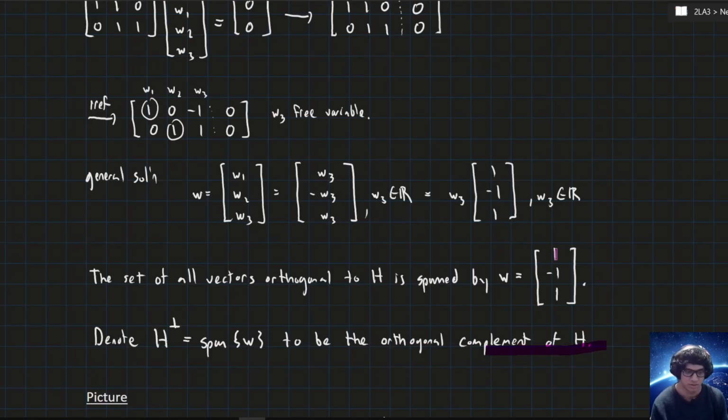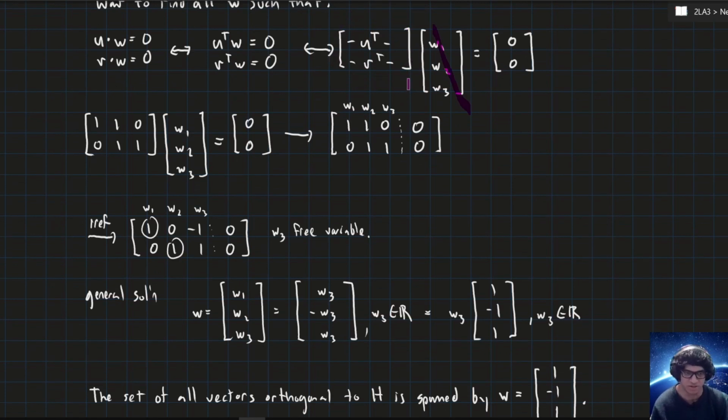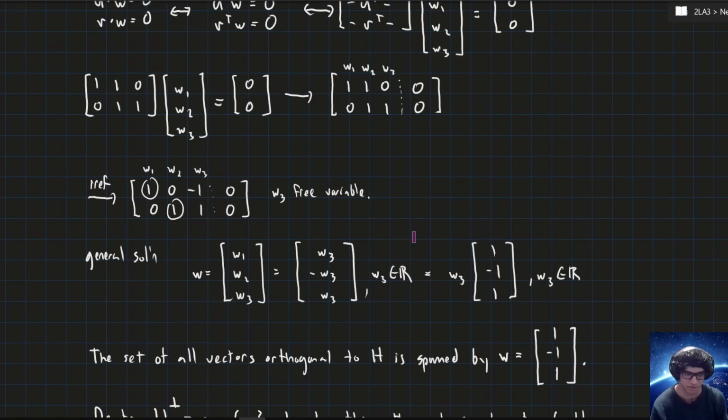So notice what we were doing is a null space calculation. This matrix A times an unknown equals 0. So we're computing the null space of this matrix when computing the vectors that are orthogonal to them.